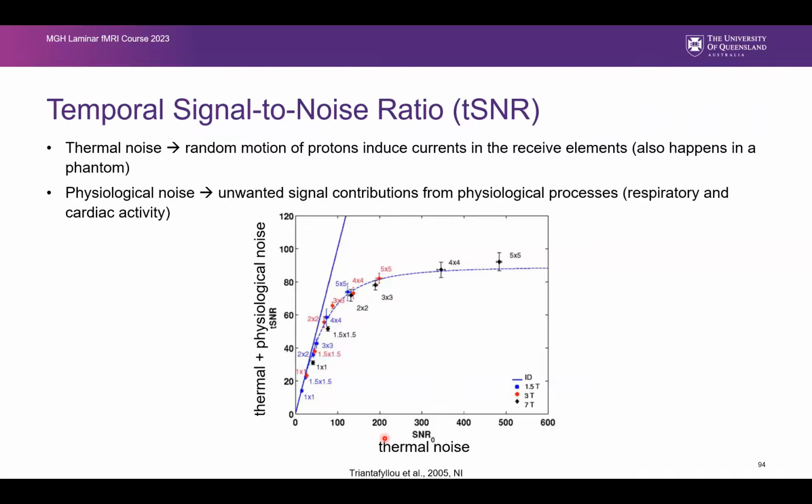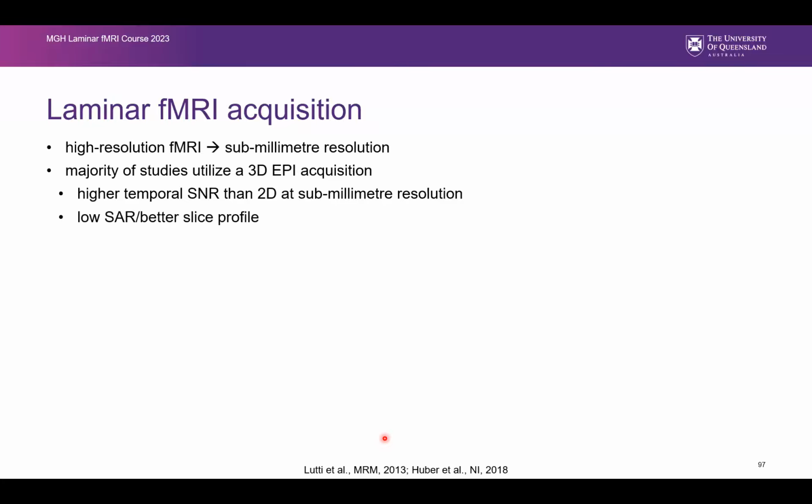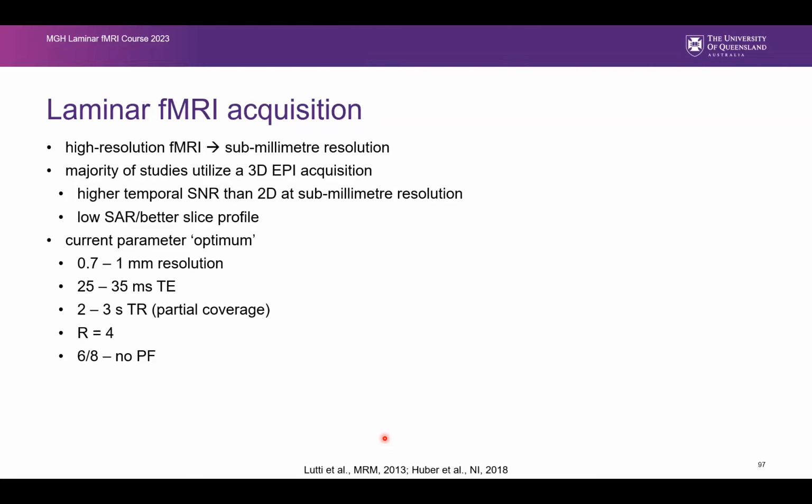So we gain from reducing image noise, increasing SNR. And so what does a common laminar fMRI acquisition look like? We want high resolution, which usually means sub-millimeter. Usually it's a 3D EPI acquisition because we have higher temporal SNR than 2D. Usually we also have a little bit lower SAR, and a better slice profile, so some nice benefits there as well. What you see in the literature is somewhere between 0.7 and 1 millimeter.